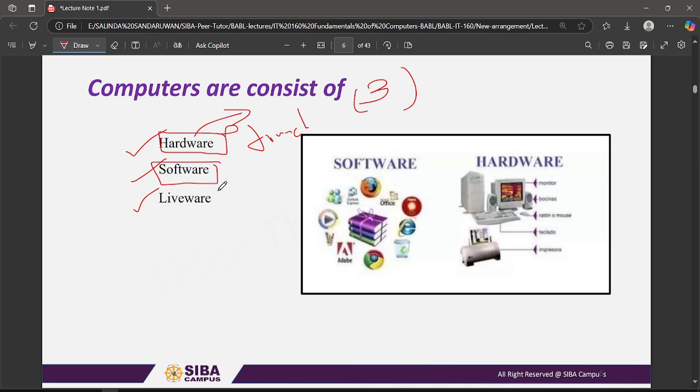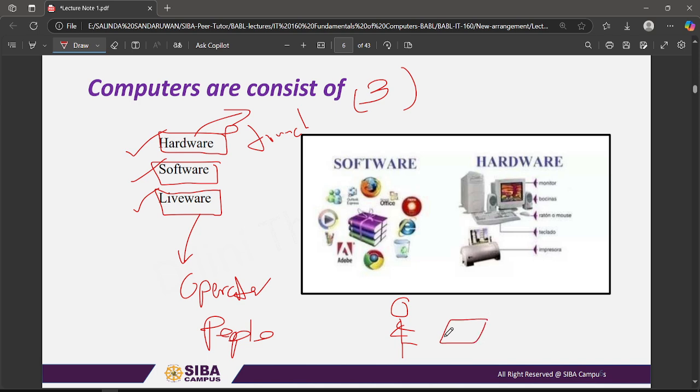Before discussing the software, we'll discuss the liveware. Liveware is the people or the operators. We are the liveware. Imagine we are typing something. Hardware means, if we imagine we have a keyboard here and a computer screen. We are the liveware, and we are giving input to the hardware.